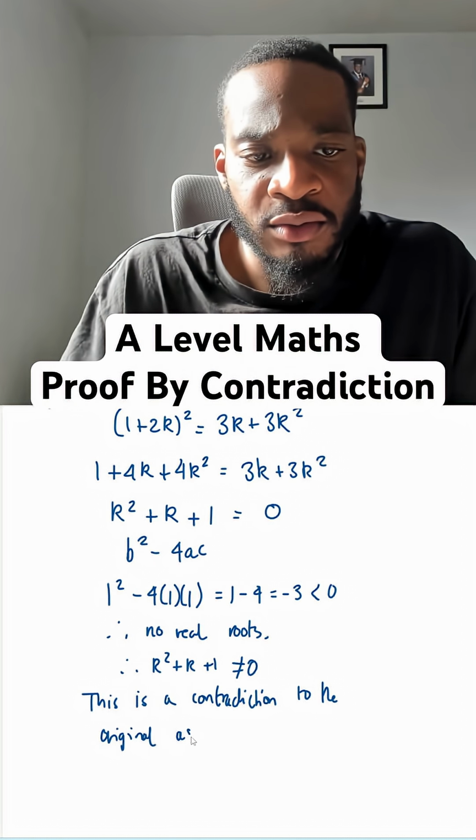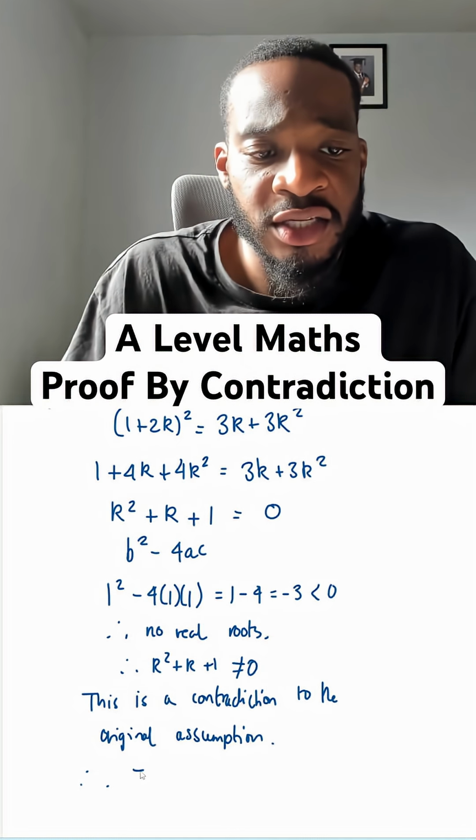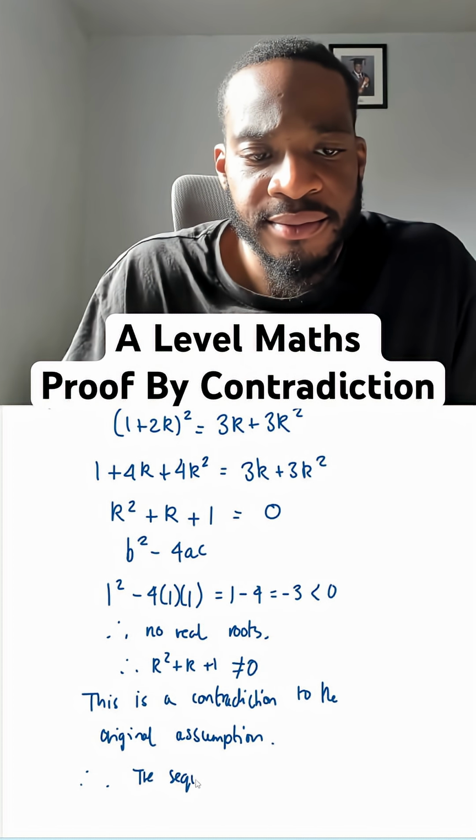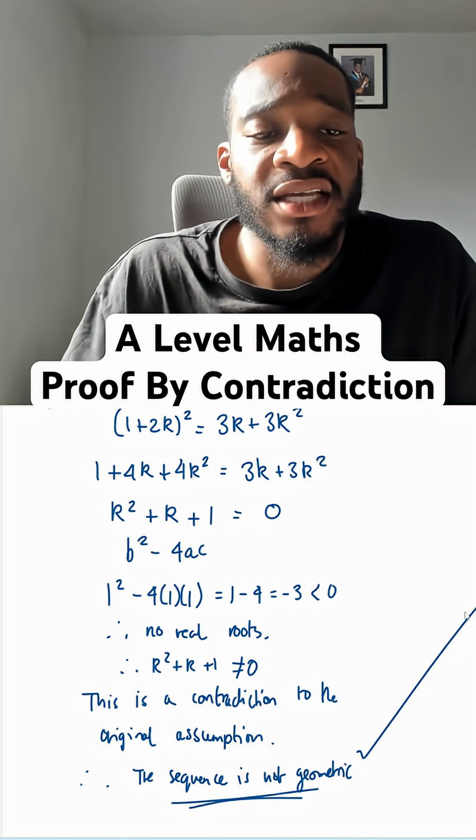original assumption. And then to get the final mark, you're just going to say, therefore, the sequence is not geometric. And that's it. Finished.